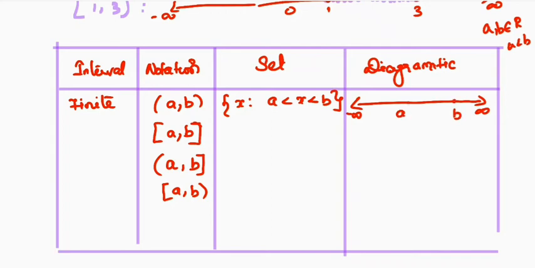So how to mark the diagrammatic representation? a is not included, so you have to use an unfilled circle above a, and b is also not included, so you have to mark an unfilled circle. So in between the real numbers will come. So all the real numbers between a and b, that is the open interval (a, b). And the next one, we are moving to the closed interval [a, b].